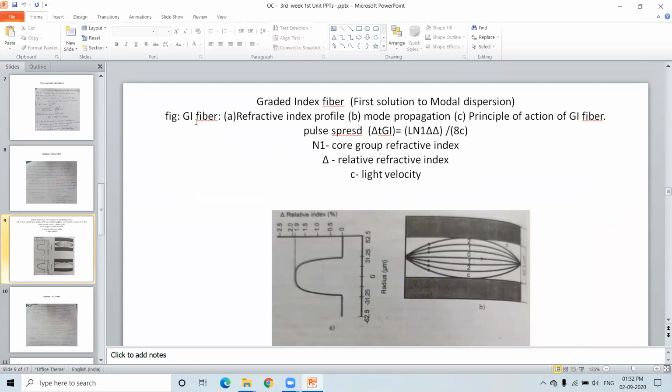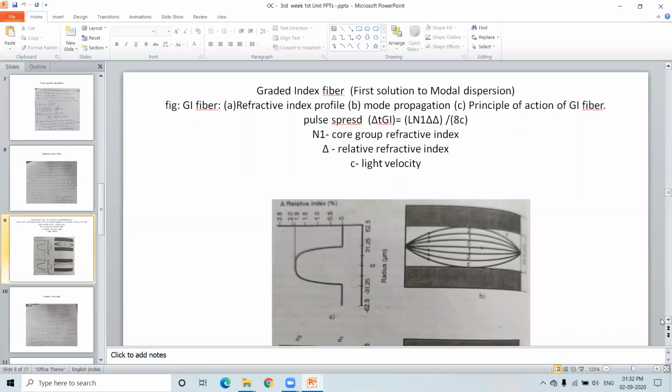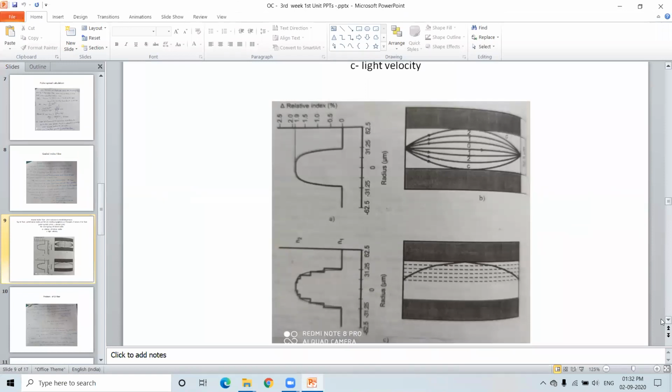Figure 1, the GI gradient index optical fiber refractive index profile. Please see, this is the core diameter, from 31.25 micrometers to 31.25 micrometers, so 62.5 in total. The refractive index is gradually increased. There are different refractive indexes like this. At this point the refractive index is this, and at the next point the refractive index is this.